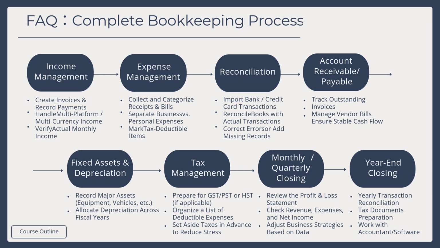Finally, we close the books. Monthly or quarterly, you should review your profit and loss statement and adjust strategies based on the numbers. And at year-end, reconcile all transactions, prepare tax documents, and work with an accountant or software to stay compliant. In short, bookkeeping is a cycle: income, expenses, reconciliation, cash flow, assets, taxes, and closing. With Wave, each of these steps becomes simpler, helping you run your business with confidence.